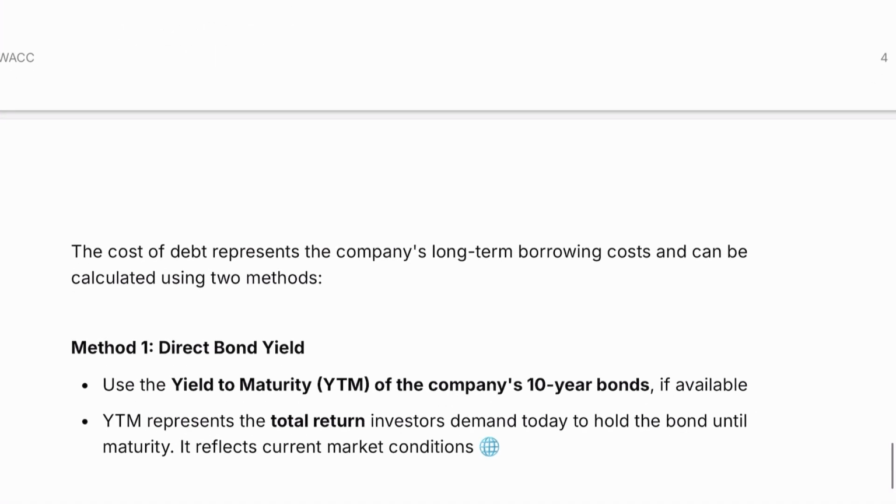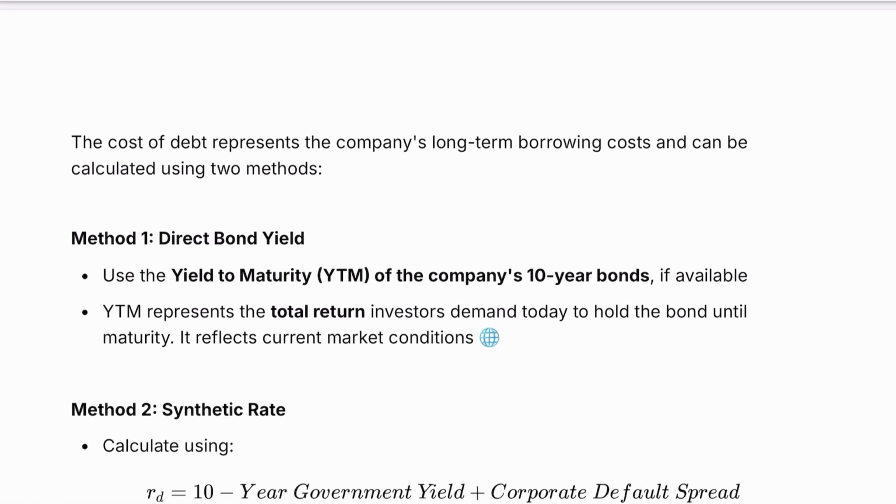Cost of debt is the long-term borrowing cost, as we mentioned before. We have two methods for calculating the cost of debt. The first is the direct bond yield. This is a relatively easy one. If a company offers information related to the yield to maturity of its 10-year bonds, we can directly use this yield to maturity as an approximation for the borrowing cost of the company.